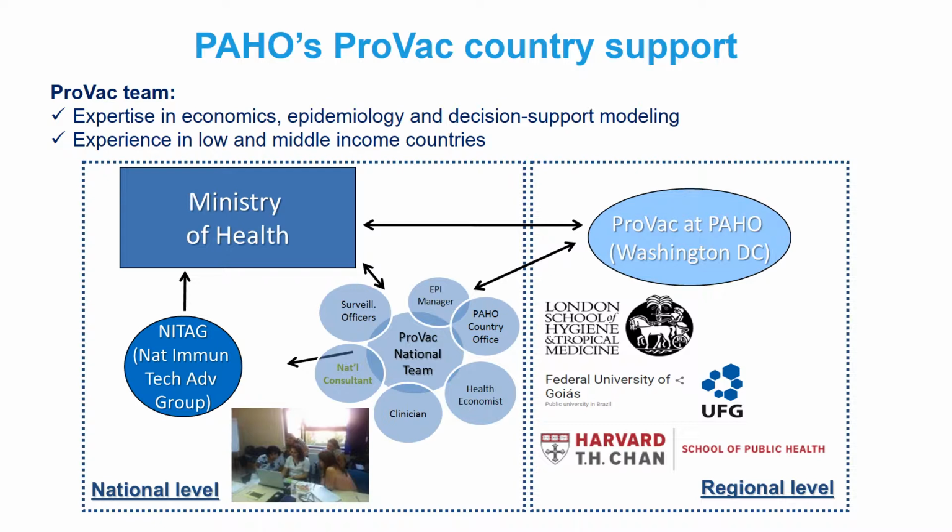ProVac helps countries conduct their own decision analyses by supporting the creation of a ProVac national team. The ProVac national team is a multidisciplinary group of Ministry of Health experts and the national ProVac consultant who is hired to support a specific analysis. The ProVac national team presents the results of the analysis to the National Immunization Technical Advisory Group, or NITAG, who then uses it as part of the evidence base to issue a formal recommendation to the Ministry of Health. The Ministry of Health then makes an informed decision.